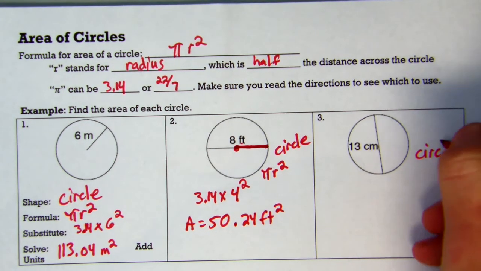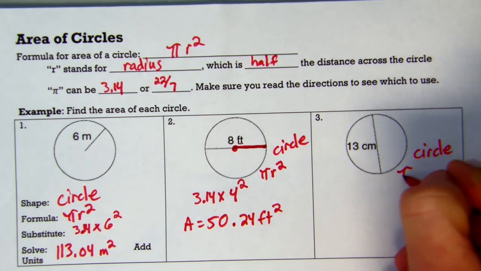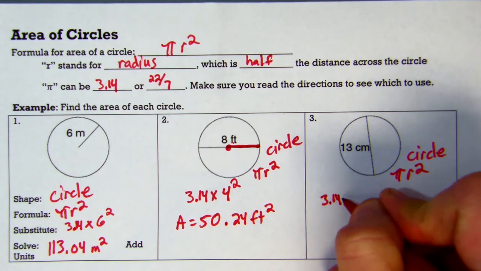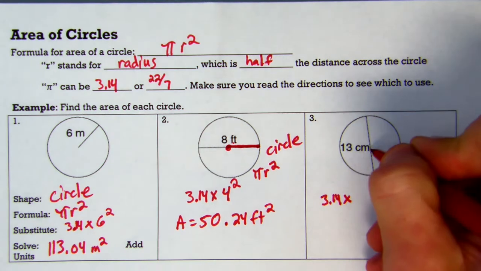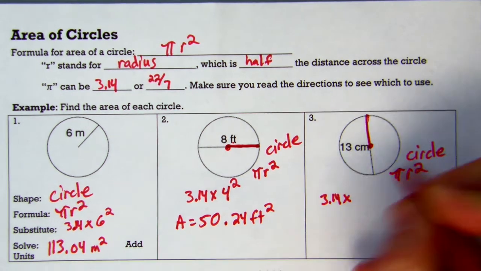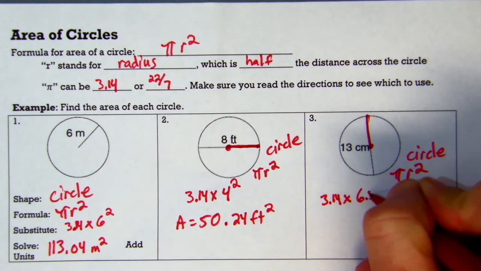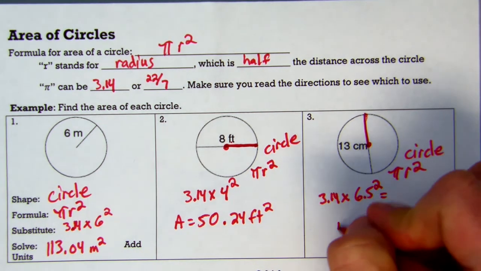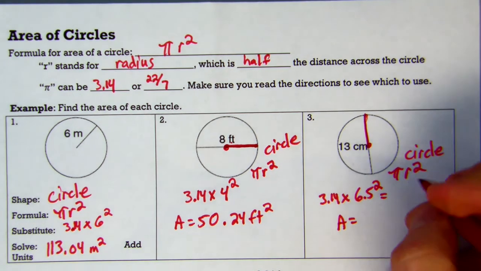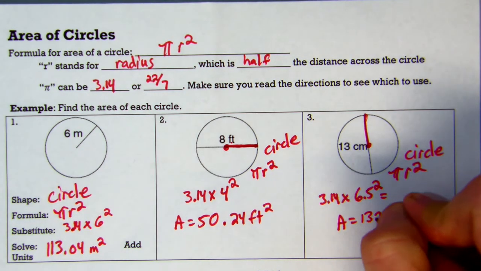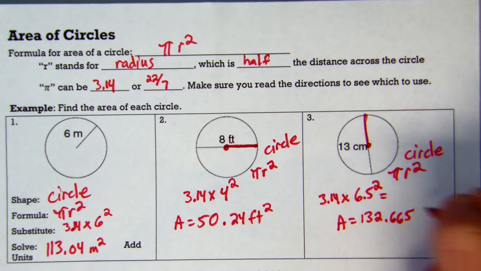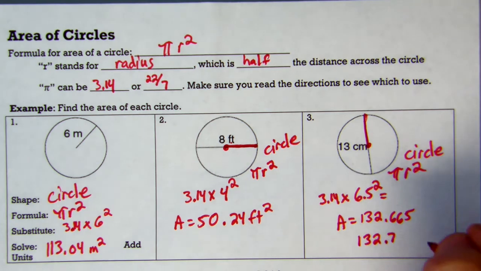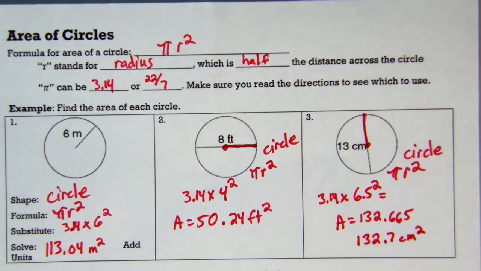Alright, number 3 is another circle. Again, pi r squared. Okay, plug it in, we got 3.14 for pi, times my radius. Again, I only do half of it. So half of 13 is 6.5. Okay, and then we square that. And so my area is going to equal to, you get 132.665. If we want to round that to the nearest tenth, 132.7. And we would do centimeters squared, because that's our unit.